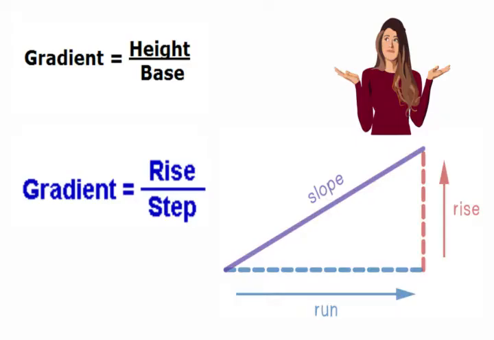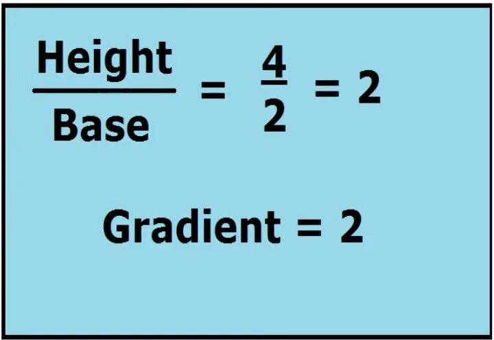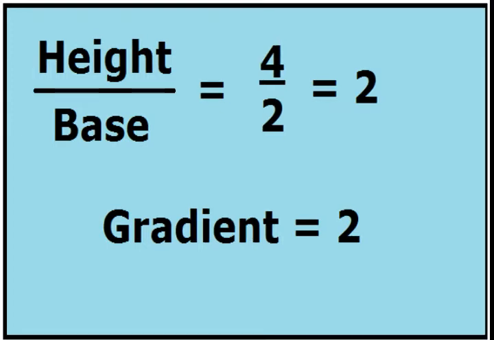To work out the gradient of this line, the formula that we will be using is height divided by base. This formula is also commonly called as rise upon run or rise upon step. Here, rise is nothing but the height of the right angle triangle and run is nothing but the base of the right angle triangle. After substituting the values height and base, the answer that I get is 4 divided by 2, which is equal to 2. Thus, the gradient of the line is 2.